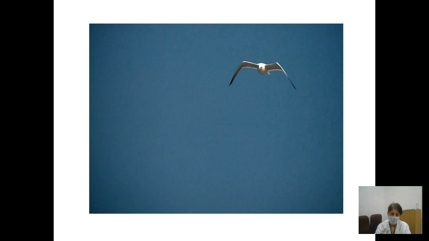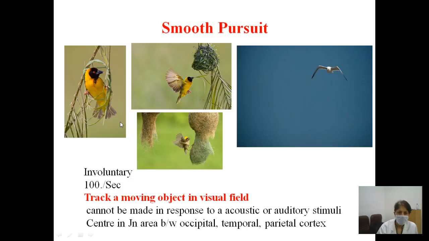These are much slower, about 100 degrees per second. And what's most important is that smooth pursuit movements cannot be made in response to acoustic or tactile stimuli, because those would be jerky, rapid movements. You cannot do a smooth pursuit movement in response to an acoustic or a tactile stimulus. Actually, I wanted to show you this bird flying around to make its nest, but the video is not working. What I wanted you to see was that these are involuntary, slower movements. They track a moving object in the visual field, and they cannot be made in response to an acoustic or auditory stimulus.